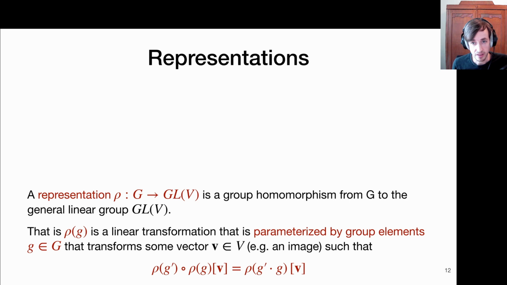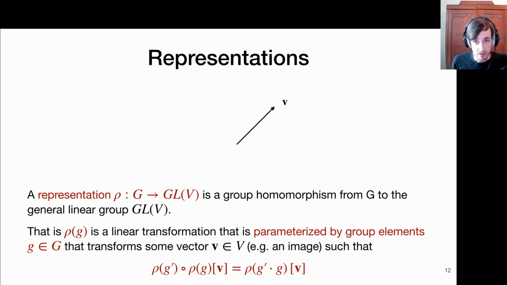And we're not going into detail there, but the essence is that we can call such a rho a linear transformation that is parameterized by a group element G. And it transforms some vector in some vector space. It could be a space of images or actual vectors. And it preserves the group structure. And that is what makes it a homomorphism. So I can transform my vector V, I can transform it again. So this describes one net transformation, which I could also describe via the group product, so that it's parameterized by the product of these individual transformations.